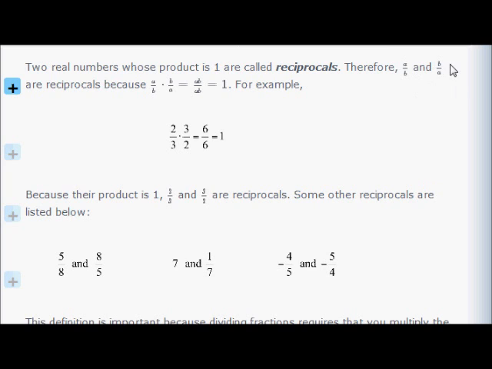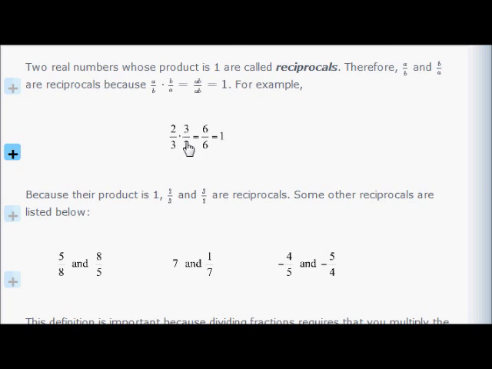So 2/3 and 3/2, you'll notice that this is just like an A over B, and this is just like a B over A, because A is 2 here and B is 3 there. And then B is 3, A is 2. Okay, so it's just equal to 6 over 6, which is 1. Or you notice you can just cancel everything. You can cancel this 3 with this 3, you can cancel this 2 with this 2. So all you have up here is 1, and all you have down here is 1, and 1 divided by 1 is just 1. So because the product is 1, 2/3 and 3/2 are reciprocals. Some other reciprocals are shown here.